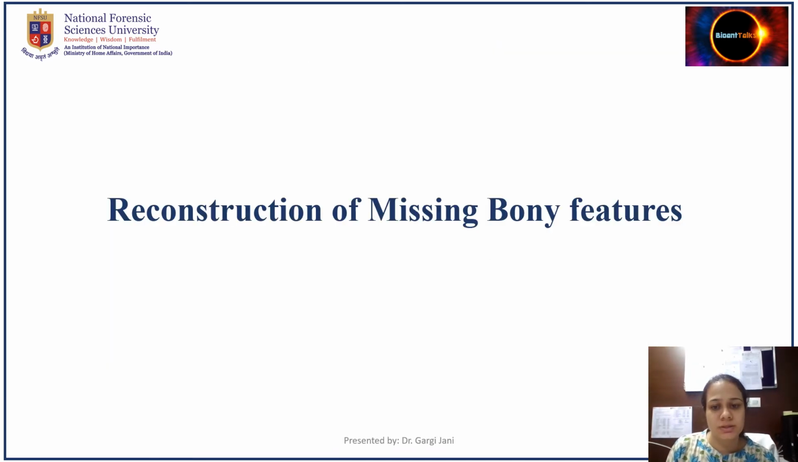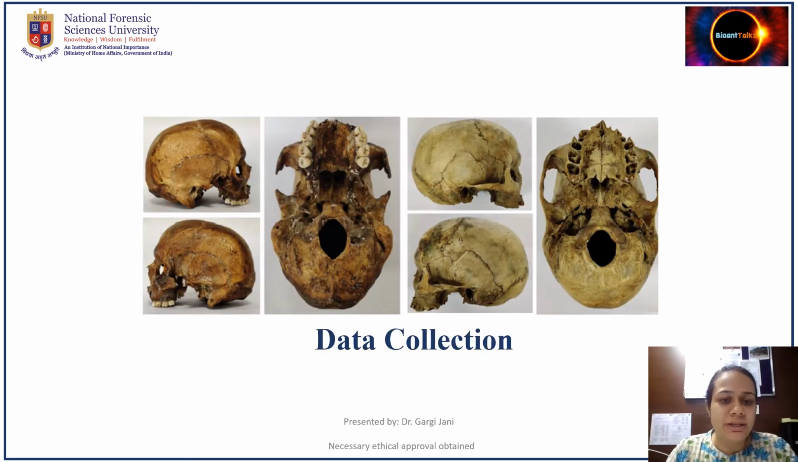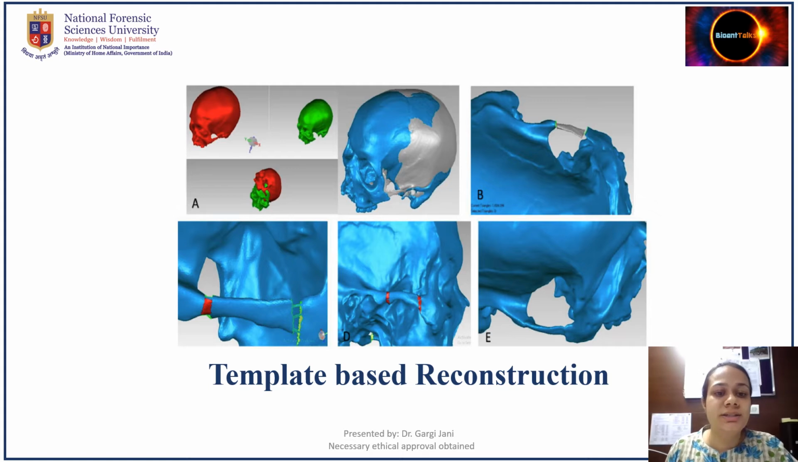Next, we reconstructed the missing bony features. For this, we obtained a cranium with missing zygomatic process bilaterally from the archives of the laboratory. To reconstruct this zygomatic process, we obtained another cranium with intact zygomatic process of similar age and origin. Digital scans of both the crania were then sent to the software.